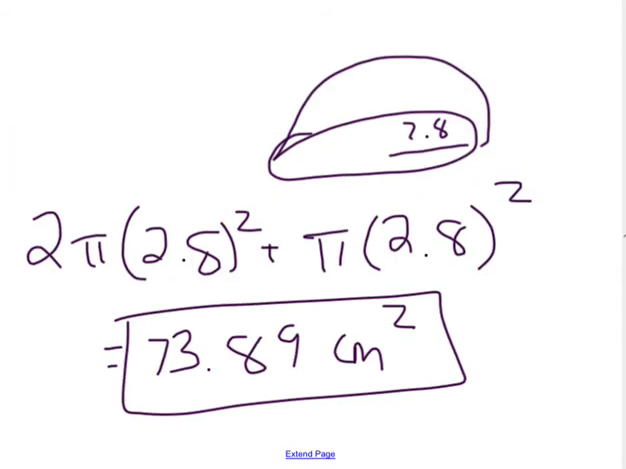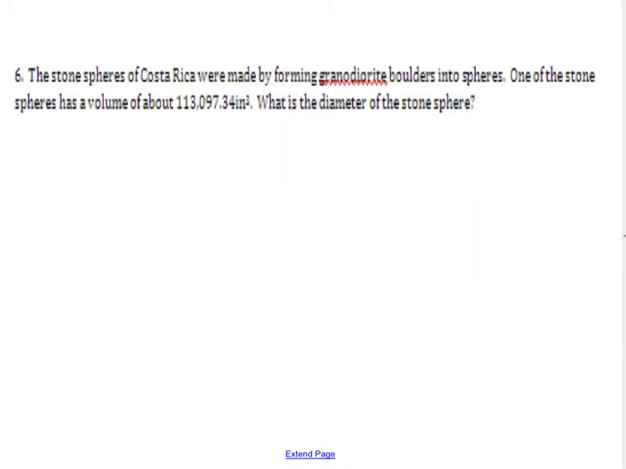It says the stone spheres of Costa Rica were made by forming boulders into spheres. One of the stone spheres has a volume. So our volume is 113,097.34. What is the diameter of the stone sphere?